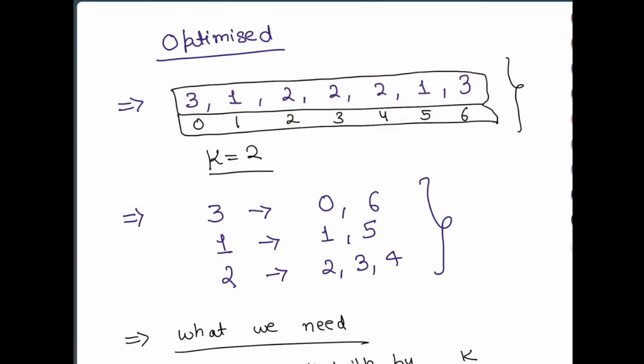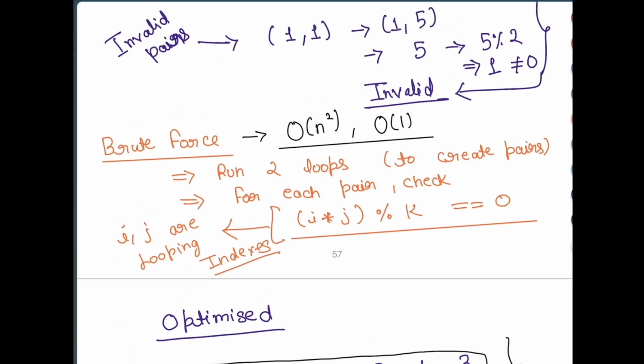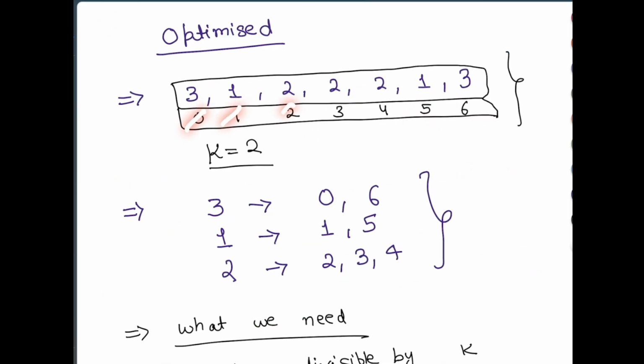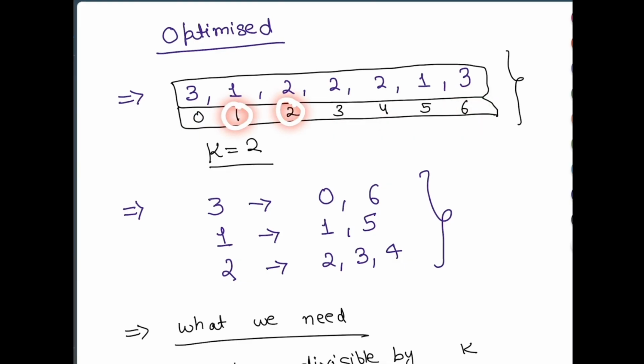Now let us try to break everything step by step. First of all, I need equal pairs, right? I just need equal pairs, and then only I can check the indexes. I don't want to check those indexes whose numbers are not the same. What I mean by this is the indexes are 0, 1, 2, up to 6, right? Now I don't want to say index 1 and index 2, take the product of it, 1 multiplied by 2, and then take the mod of it with k. I don't want to do it, and that is because the numbers at index 1 and index 2 are different, right? It is 1 and it is 2.